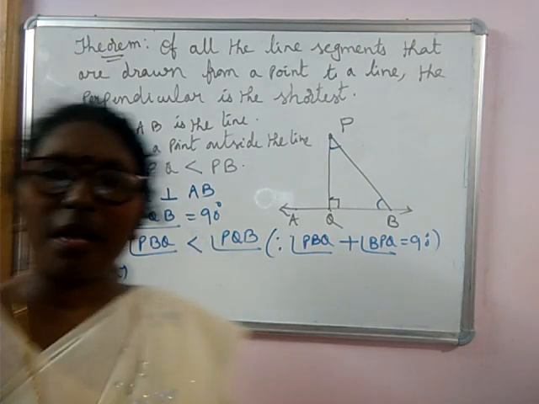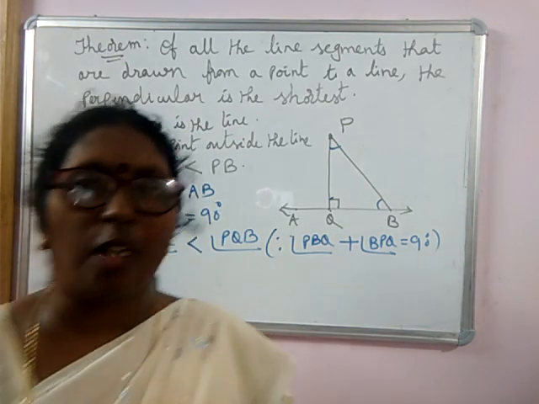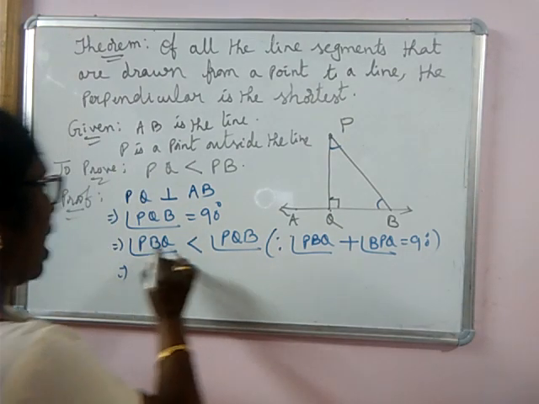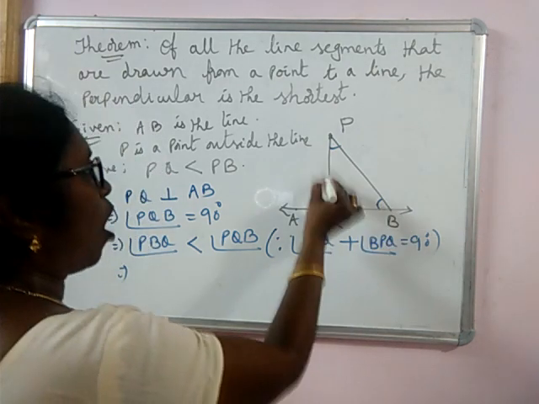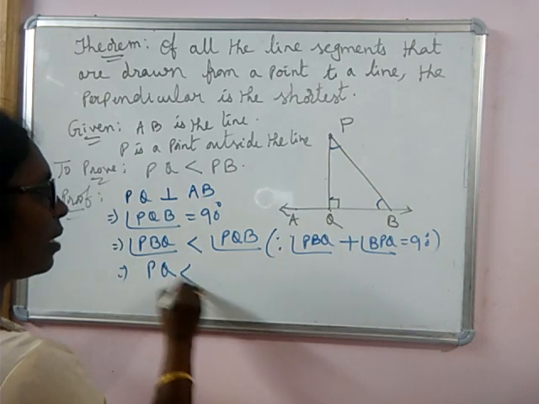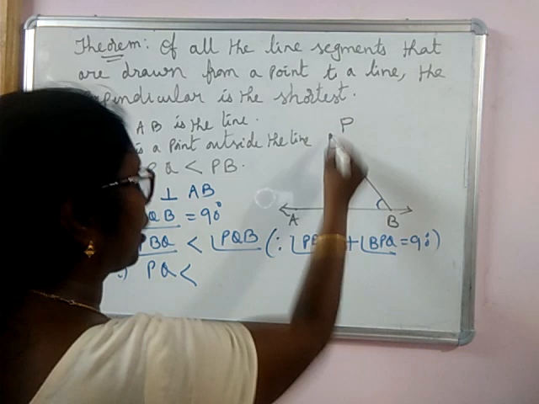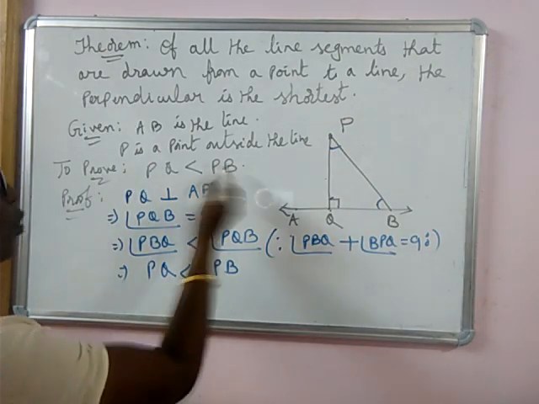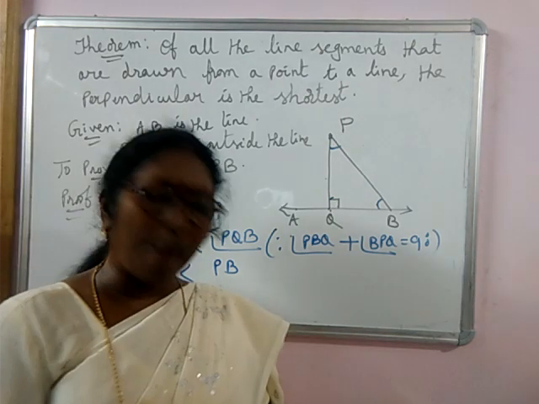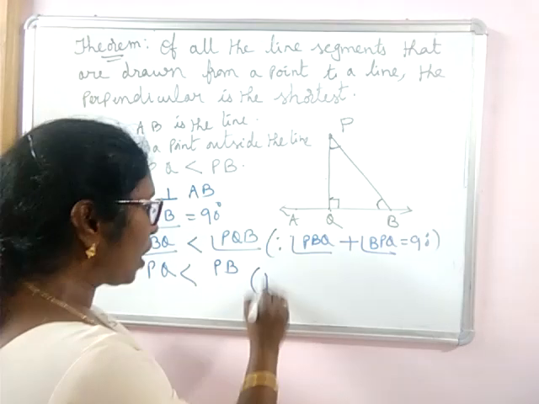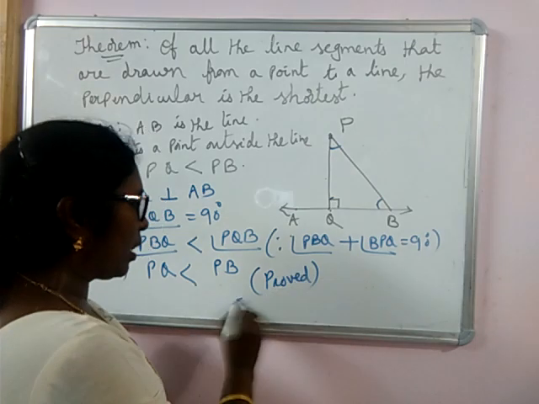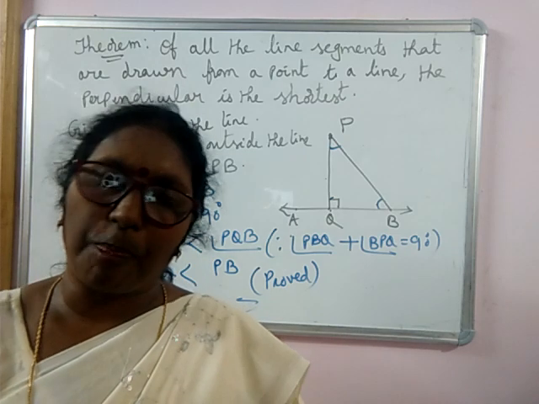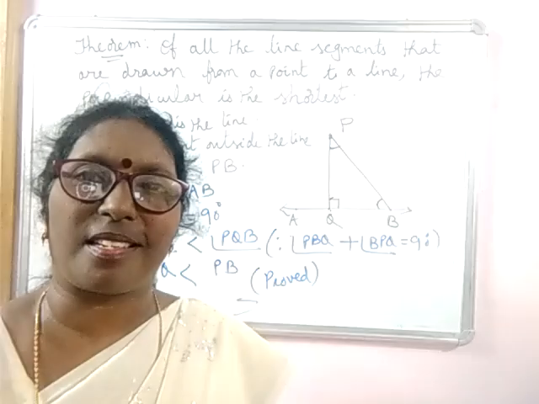You have learned that the greater side has a greater angle opposite to it, or the greater angle has a greater side opposite to it. Angle PBQ is smaller, and opposite to PBQ is PQ, which is smaller. Angle PQB is greater, and opposite to PQB is PB. So PQ is smaller than PB. From this we can prove that of all the line segments drawn from a point to a line, the perpendicular is always the shortest.